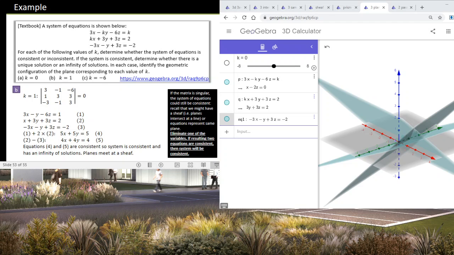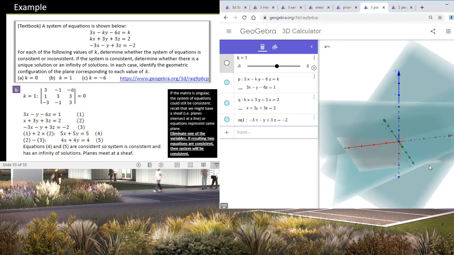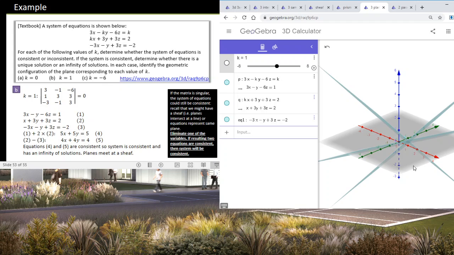k equals 1 looks like this. And you can see at k equals 1, all those planes meet on that same line, which you can see if you look down the barrel there.